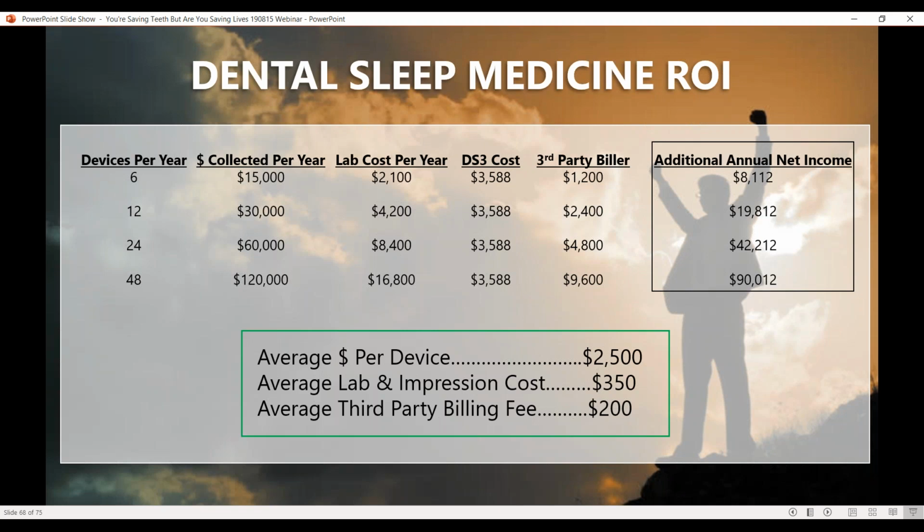Even if you just did one device a week, you're pushing 6 figures added, and that's after you pay for our services, after you pay a third-party biller, and after you pay DSG for the lab case. If you did one a month, you're pushing 20 grand that you're adding to your practice. So it's worth your time, worth your effort. It's worth the minimal fees that we charge to help you not recreate the wheel.